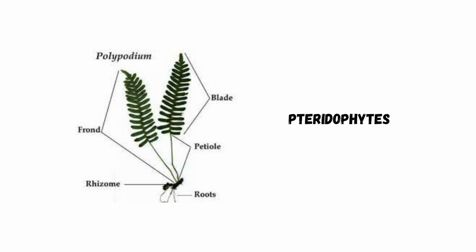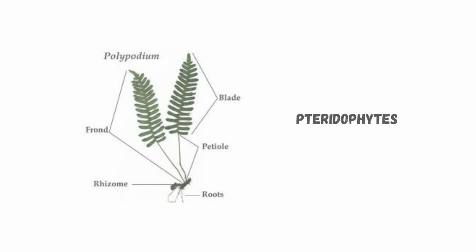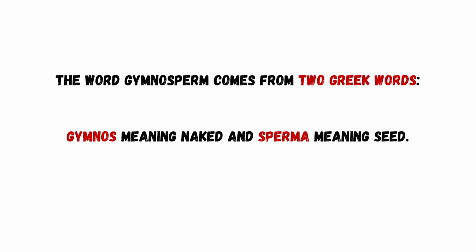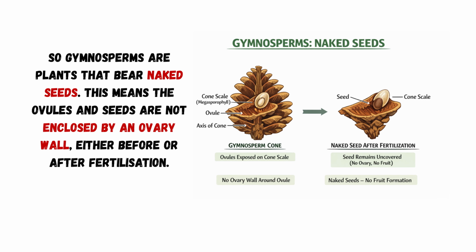So, after pteridophytes, we now move to the next advanced group of plants called gymnosperms. The word gymnosperm comes from two Greek words. Gymnos means naked and sperma means seed. So, gymnosperms are plants that bear naked seeds. This means the ovules and seeds are not enclosed by an ovary wall either before or after fertilization.